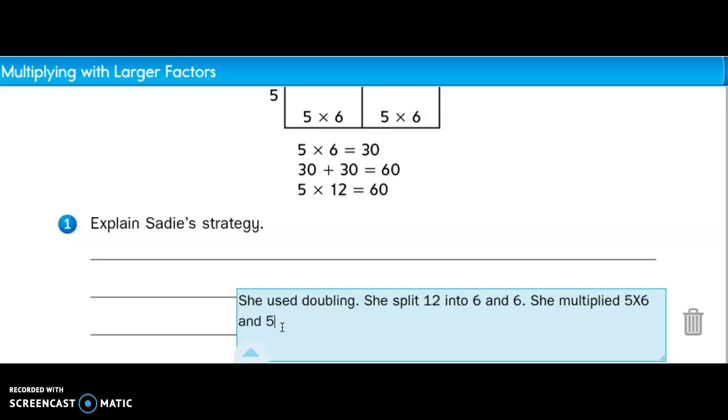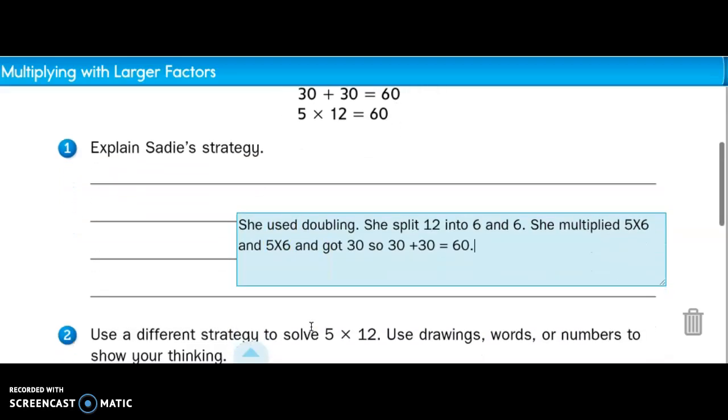5 times 6 got 30. So 30 plus 30 equals 60. So now she knows that 5 times 12 is 60. That's how she did it.